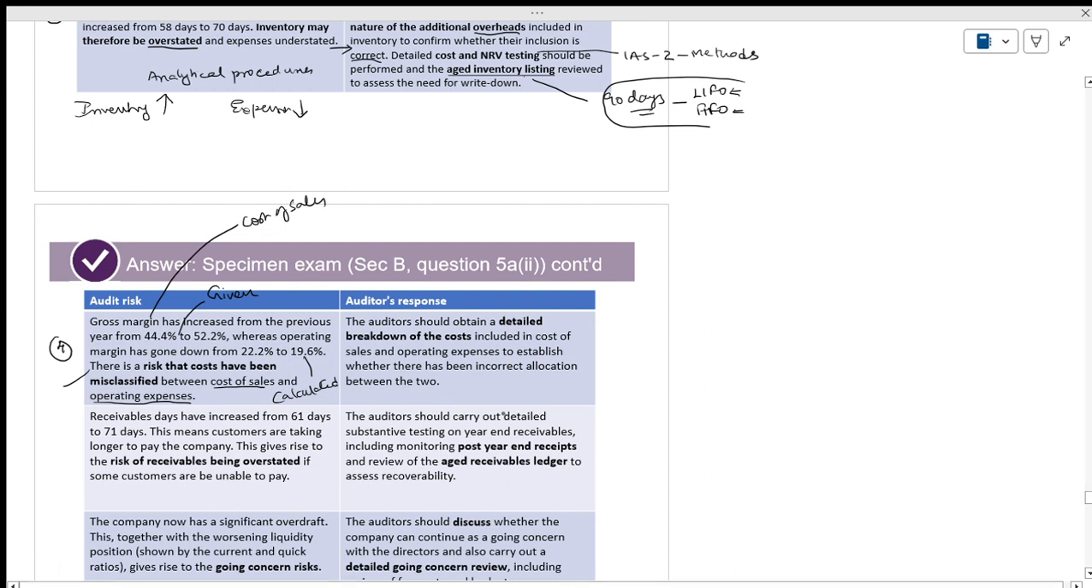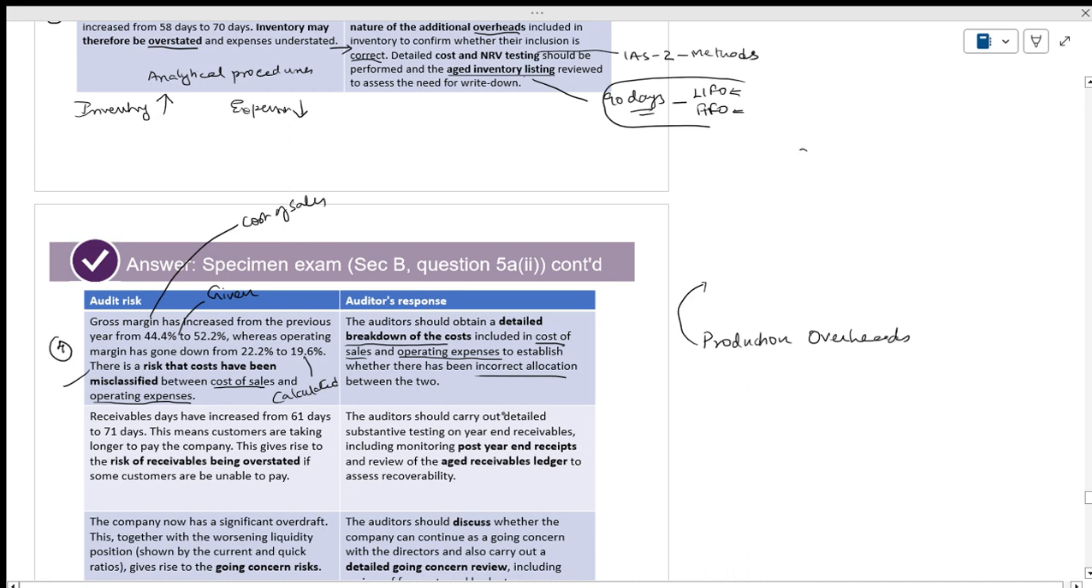What you are doing? The auditor should obtain a breakdown of the cost. You ask for the breakdown: what are the things you have included in cost of sales and what are the things you have included in operating? Is there any incorrect allocation? See, what happened is they said that it is production overheads.